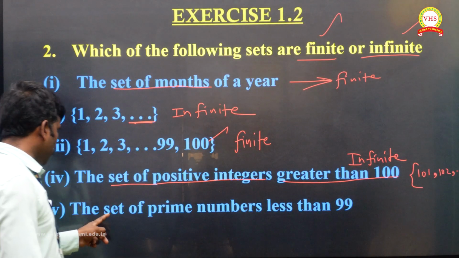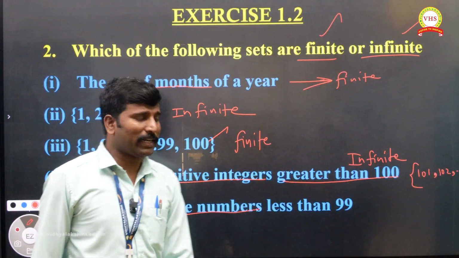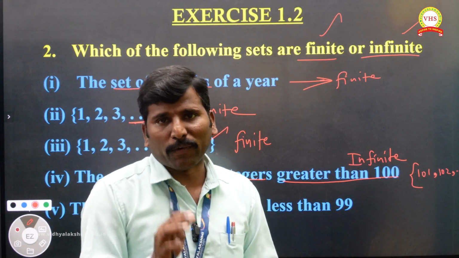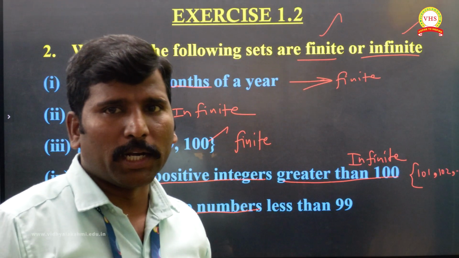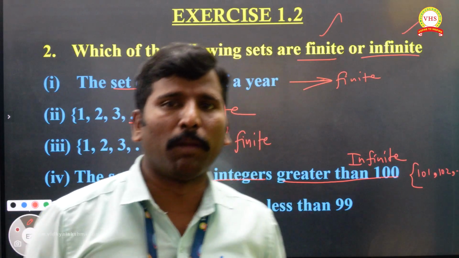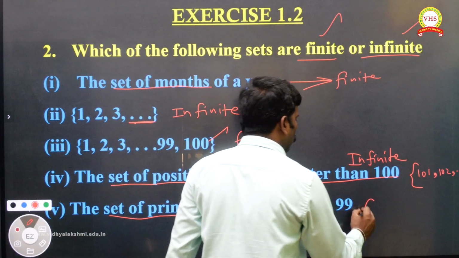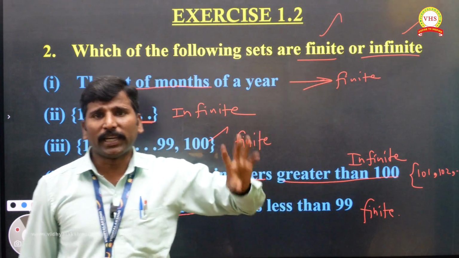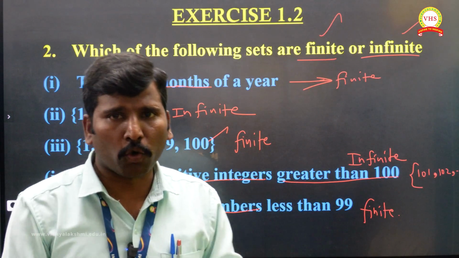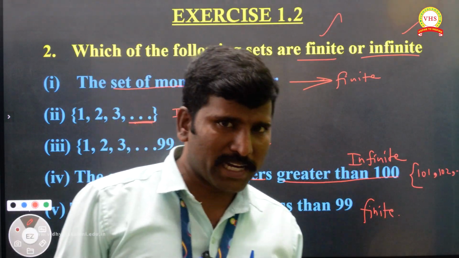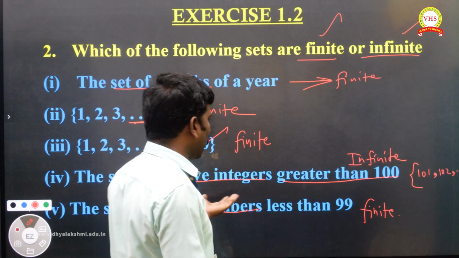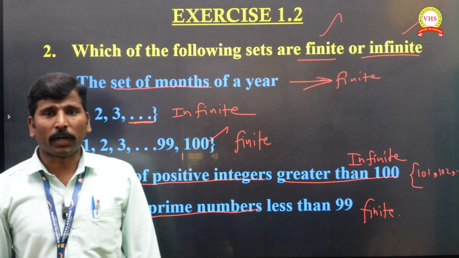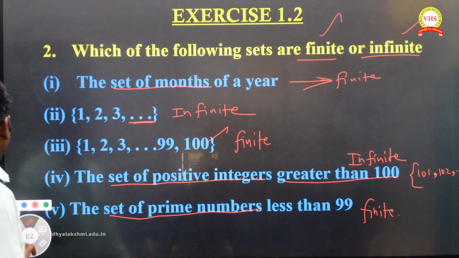Understand? And the fifth one, the set of prime numbers less than 99. Less than 99 means below 99. We have 25 prime numbers between 1 and 100. That is countable, and countable means a finite set. You don't need to write all the elements in the set. We asked only finite or infinite; they didn't ask to write the elements. So you don't need to write all 25 prime numbers. If the last term is there, we have to say finite. So this is finite, and the first one is finite. The other two I gave are infinite. Understand? Right.